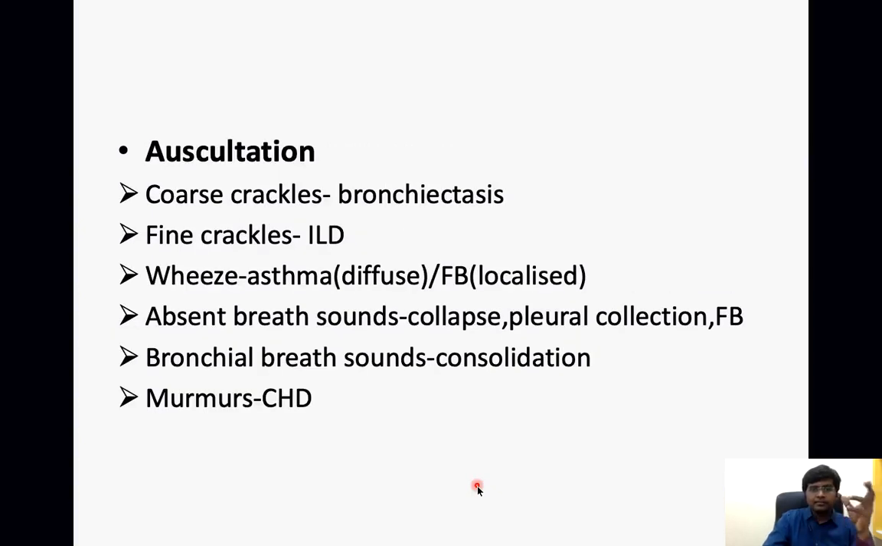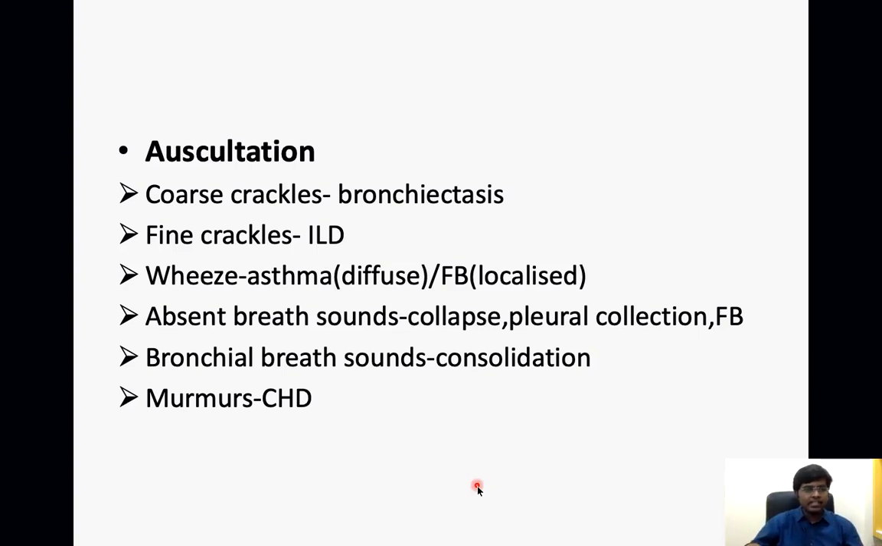Again on auscultation, for example, when you have coarse crackles, you think of bronchiectasis; fine crackles, you think of interstitial lung disease. Whenever there is wheezing, you see whether it is a generalized wheeze or a localized wheeze. For example, if the wheeze is localized to the right infra-axillary region, it is a very common site for a foreign body, so you think of foreign body aspiration. Whereas if the same child presents with bilateral wheeze in all the auscultatory areas, you think of asthma first.